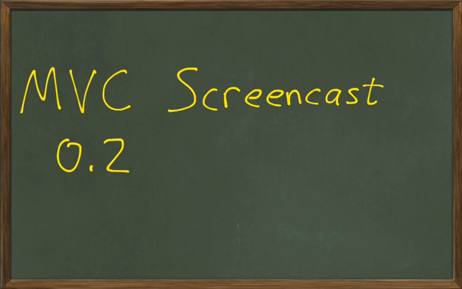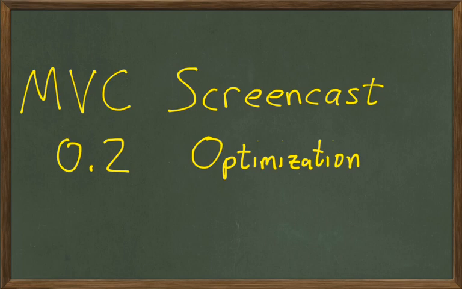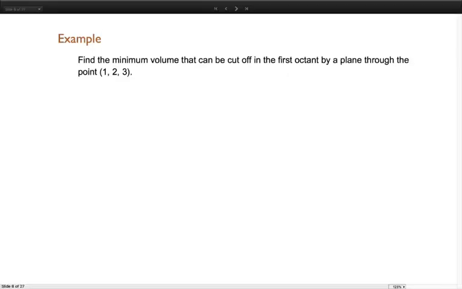I just want to do a quick example from optimization, in particular the unconstrained variety. Let's look at this example problem. Find the minimum volume that can be cut off in the first octant by a plane through the point 1, 2, 3. I like problems like this. The question's pretty succinct, yet it belies a good amount of complexity.